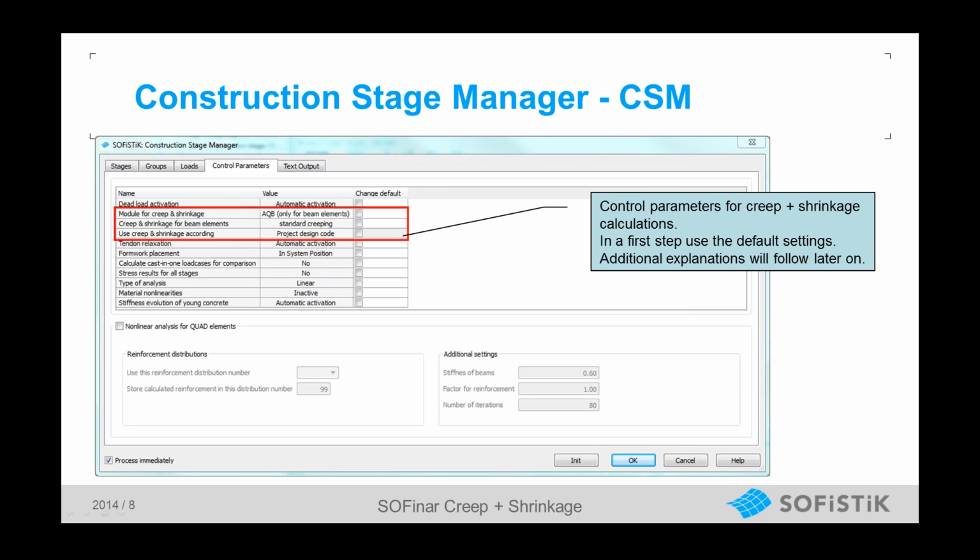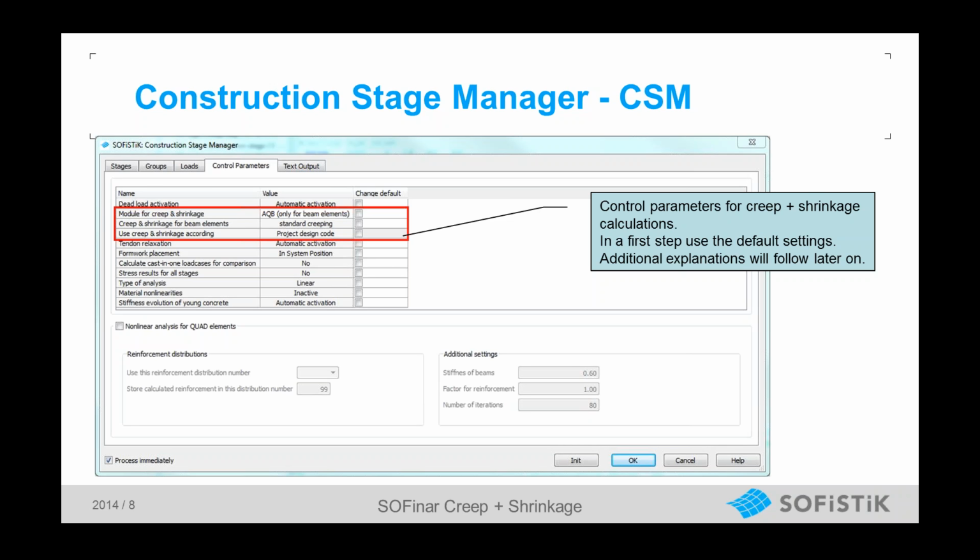Now switch to the fourth step in our construction stage manager, the control panels. Again, marked with a red outline, you will see here 3 lines where you can have some features and functions to control creep and shrinkage calculations. So the first one is module for creep and shrinkage, AQB, only for beam elements. It's the default setting. So if you want to go for shell elements, it will be ASE named here.